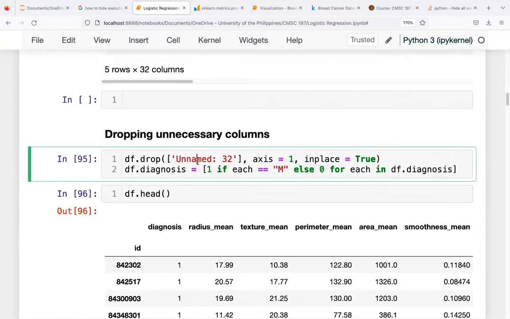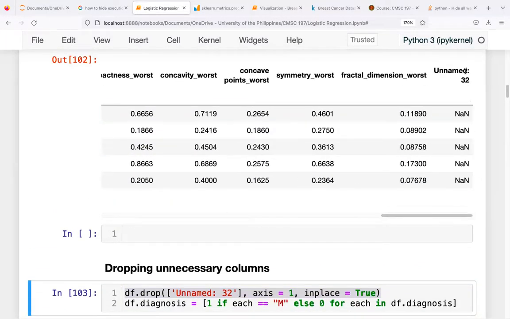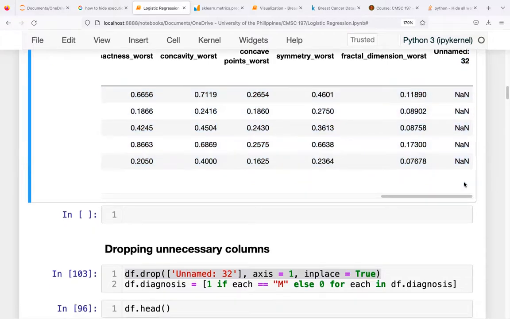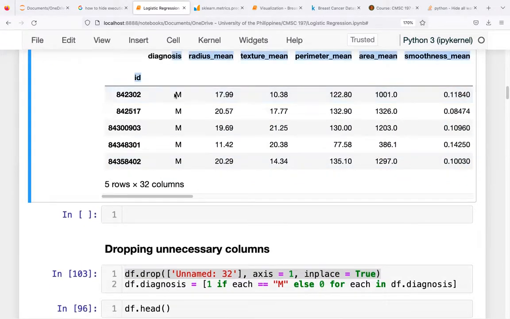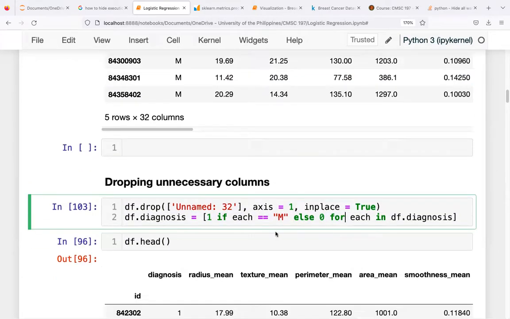Now, first thing is we are going to drop some information. So like the Unnamed: 32. So if we check the column, it is composed of null values. So we are going to remove that. And then we are also going to convert this M and B diagnosis into corresponding 1 and 0 values. Okay, so we'll convert 1 if M, else 0 for each diagnosis.